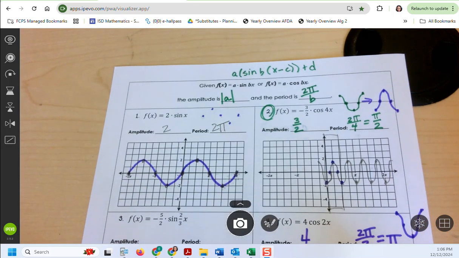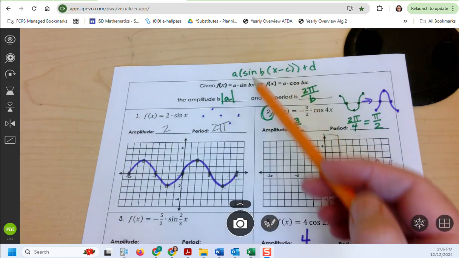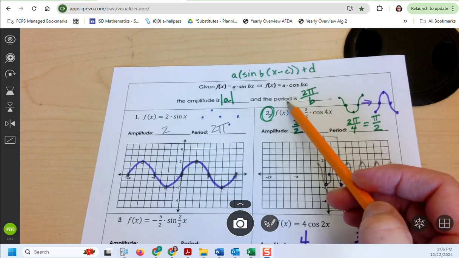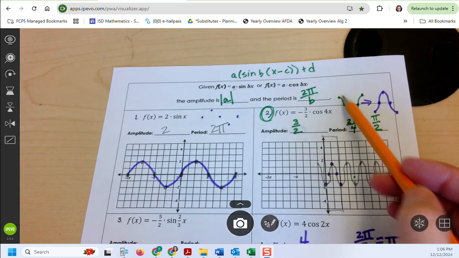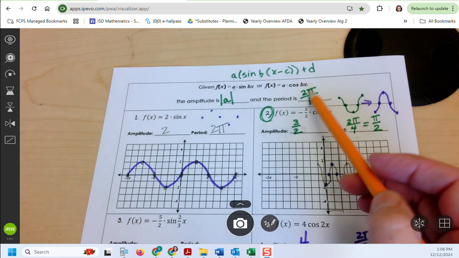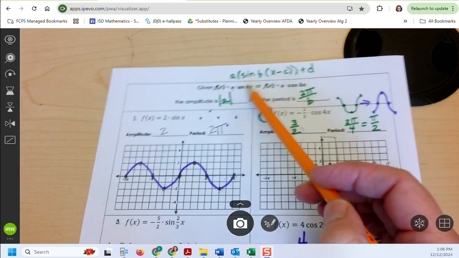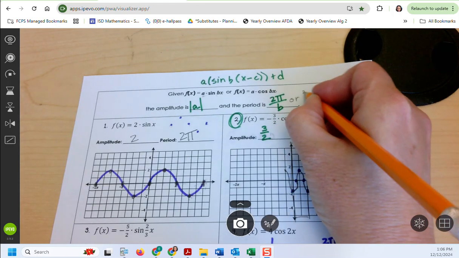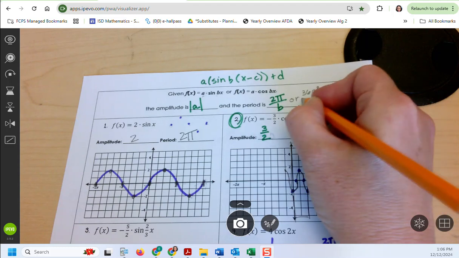All right, these are some problems that we worked through. The amplitude of a function is going to be the absolute value of the number in front of the sine or the cosine. And then the period of the function, that's how long the graph goes before it repeats, is 2 pi divided by the b number, or if we're in degrees, it will be 360 degrees over the b number.